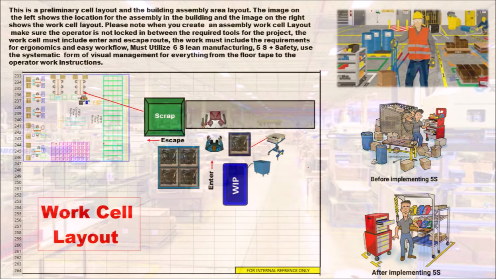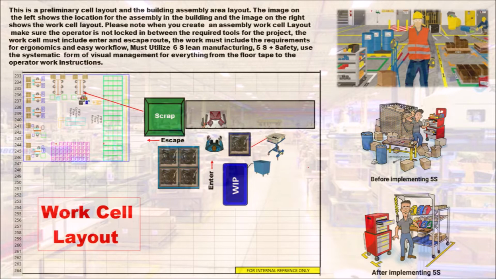This is a preliminary cell layout and the building assembly area layout. The image on the left shows the location for the assembly in the building and the image on the right shows the work cell layout. Please note, when you create an assembly work cell layout, make sure the operator is not locked in between the required tools for the project.